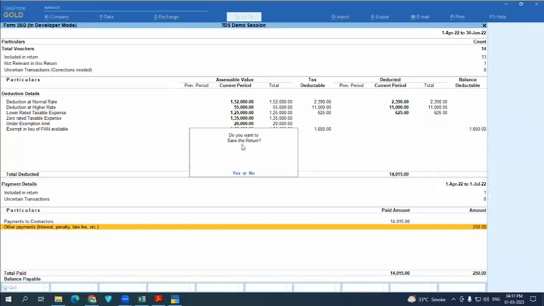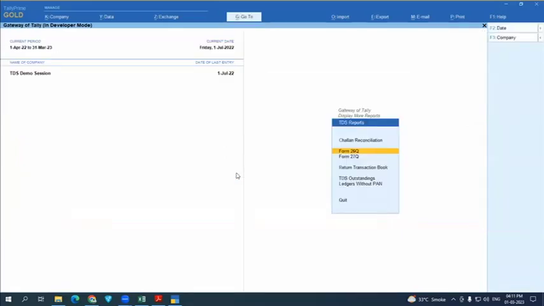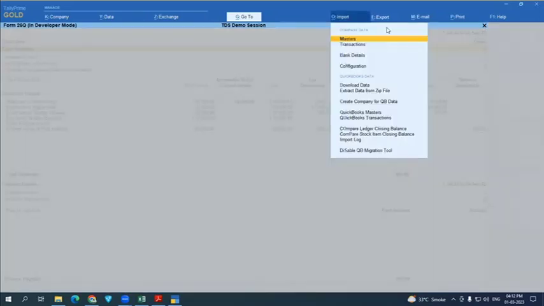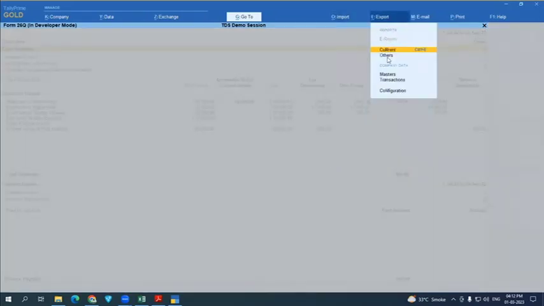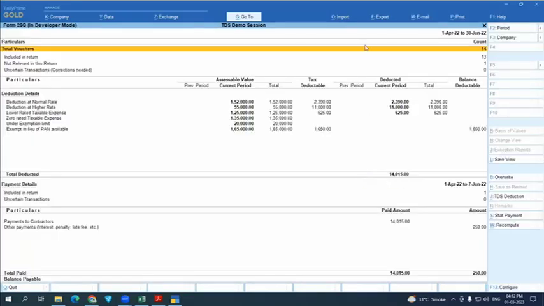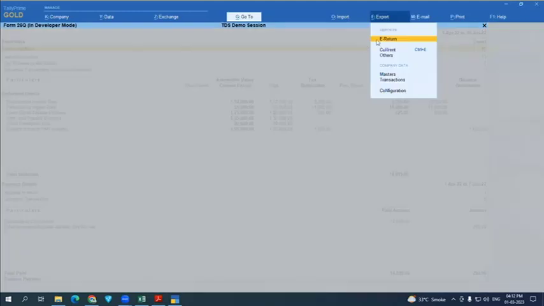Tally is asking, do you want to save? Yes. And again, see, that is the saved return. Now you can see in export. Here I have to select the quarter, 1st April to 30th June. And in the export tab, e-return is activated. Now press e-return, click.